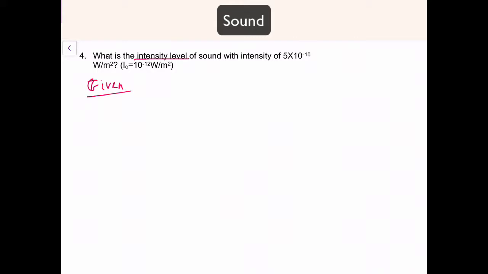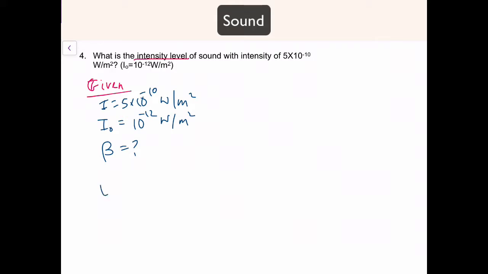Given, use the blue: your I for intensity is 5 times 10 to the power of minus 10 watt per meter squared. I naught, which is the intensity at threshold of hearing, is 10 to the power of minus 12 watt per meter squared, right? Then what you're asked to determine is the intensity level, which is represented by beta.